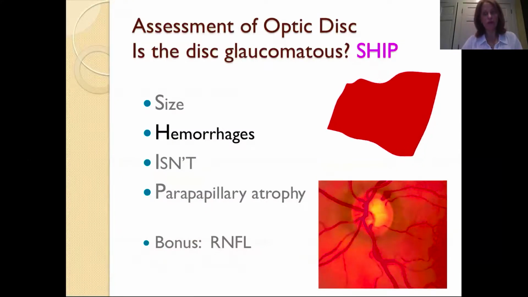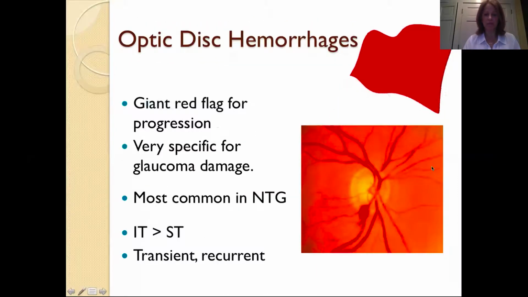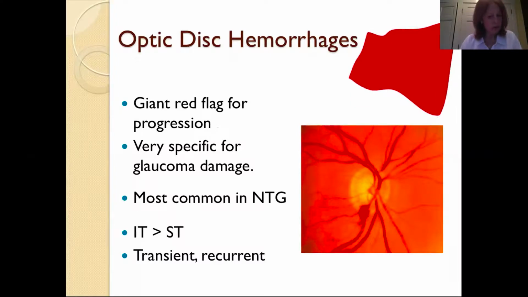Okay, so far we talked about the size, and we talked about the patterns of loss of the rim tissue. Now let's talk about hemorrhages, because hemorrhages are a big red flag for glaucoma progression. Here we can see a hemorrhage, but they're not always that obvious. Disc hemorrhages are very specific for glaucoma damage. They can occur in other diseases, but most of the time they're going to be caused by glaucoma or someone that's going to develop glaucoma in the future.